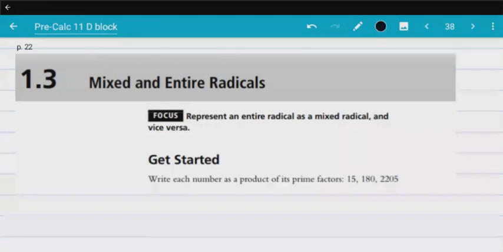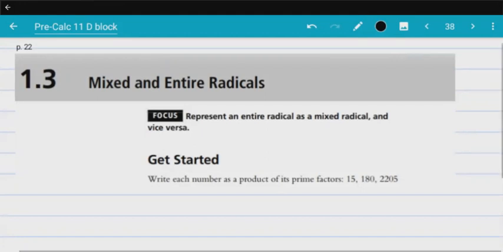This is 1.3, mixed and entire radicals. So what are mixed and entire radicals? Well, these would be radicals wherein you will see a radical with a radicand, and then sometimes there's a number outside of the radical symbol, or everything would be inside the radical symbol. So before we go into that, let's take a look at the get started part.